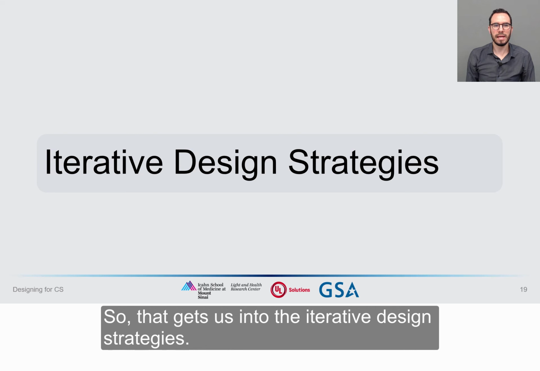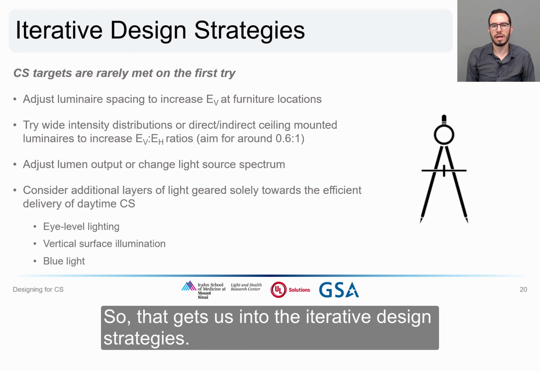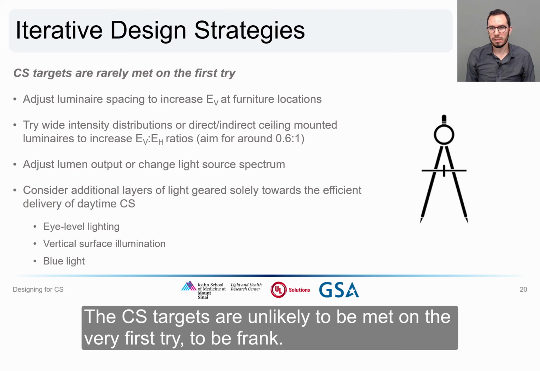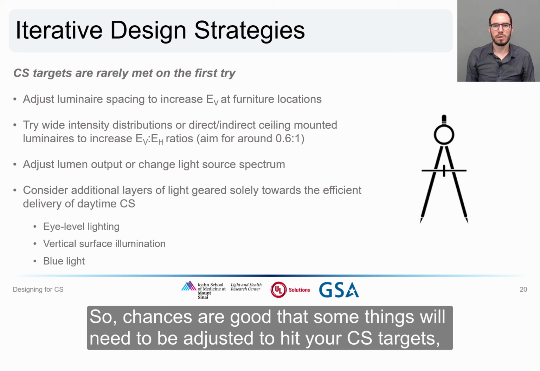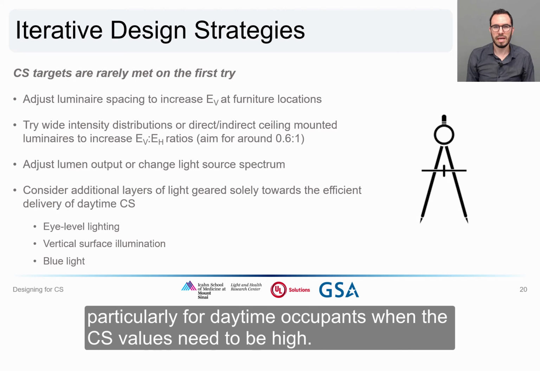So that gets us into the iterative design strategies. The CS targets are unlikely to be met on the very first try, to be frank. It's a difficult and somewhat complicated process. It involves a lot of variables to be concerned about, so chances are good that some things will need to be adjusted to hit your CS targets, particularly for daytime occupants, when these CS values need to be high.